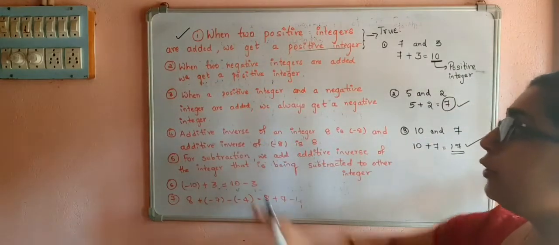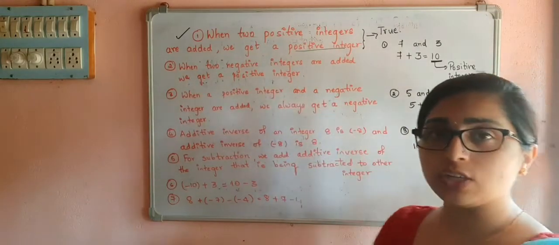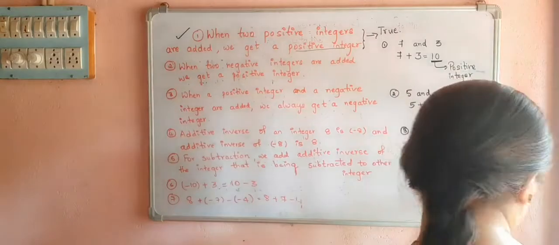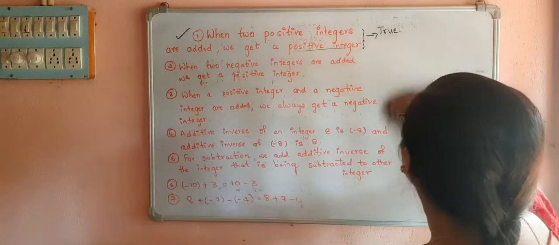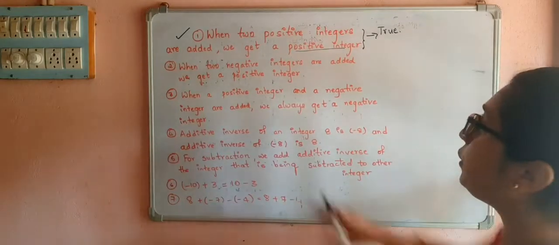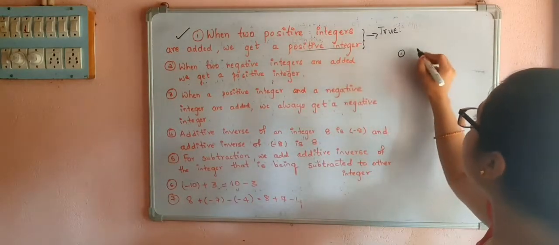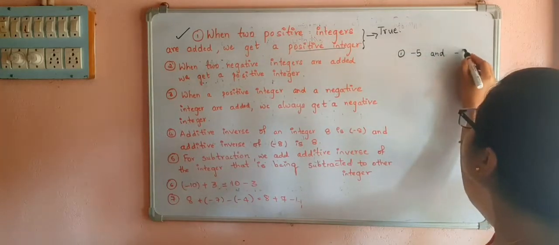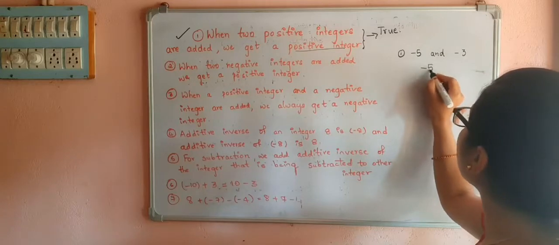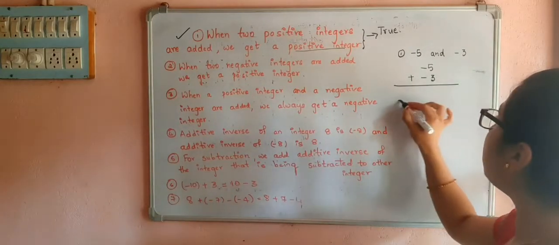Next, when two negative integers are added, we get a positive integer. First let us take an example and then we will conclude. For the first example, I'll consider two negative integers, minus 5 and minus 3. What happens when you add minus 5 and minus 3?